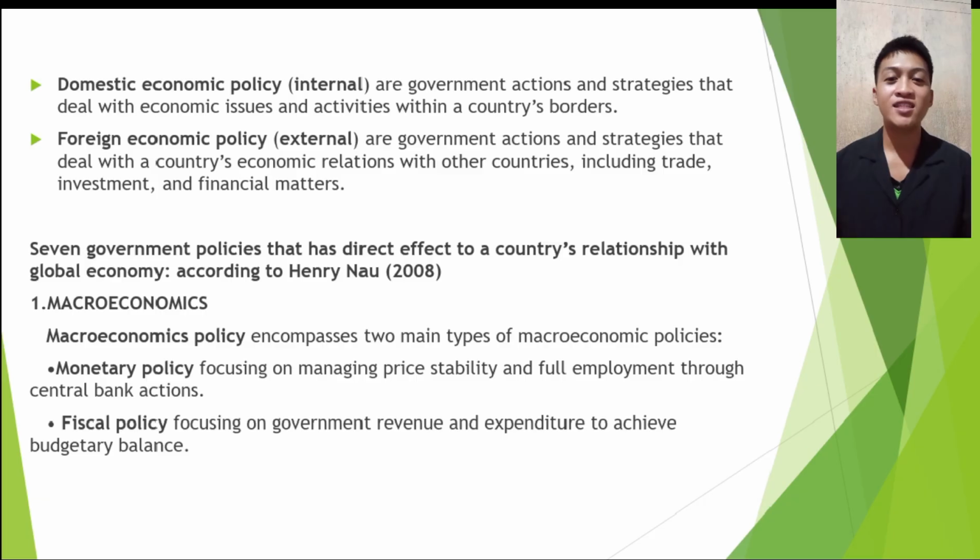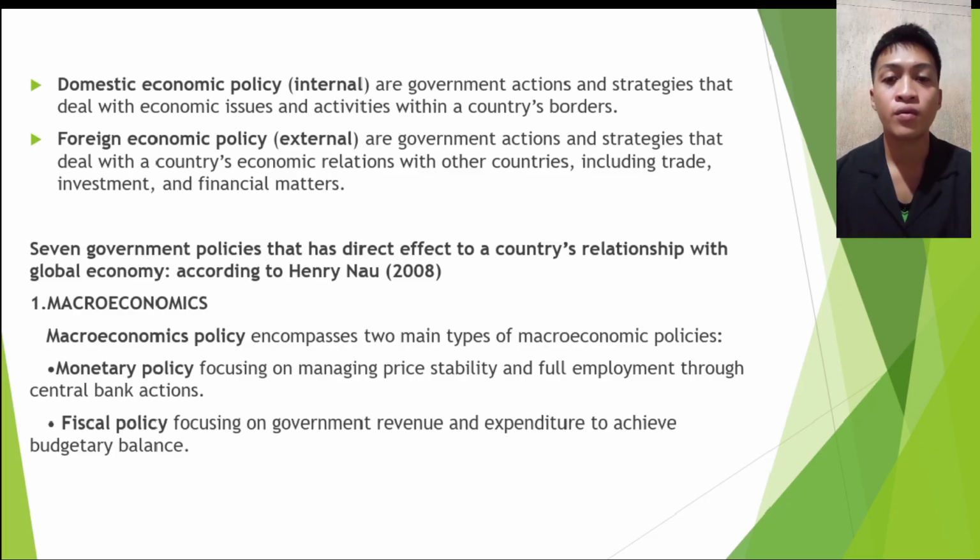Domestic economic policy and foreign policy are deeply interconnected and mutually influential rather than separate. They work in tandem, meaning decisions made for internal issues can have significant external effects, and global events often necessitate changes in domestic strategies. Now, let's proceed to 7 government policies that have direct effect on a country's relationship with the global economy, according to Henry Now 2008.